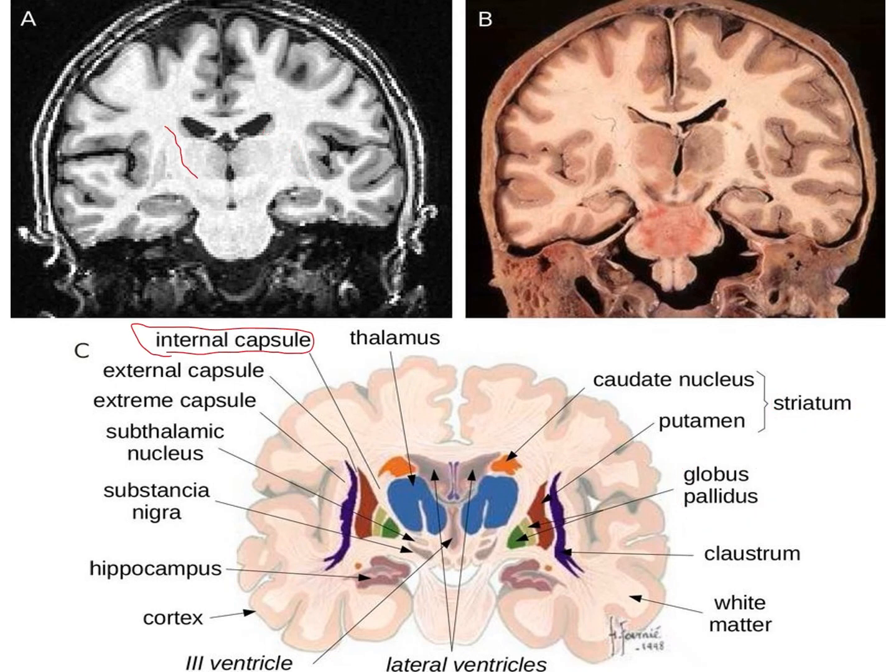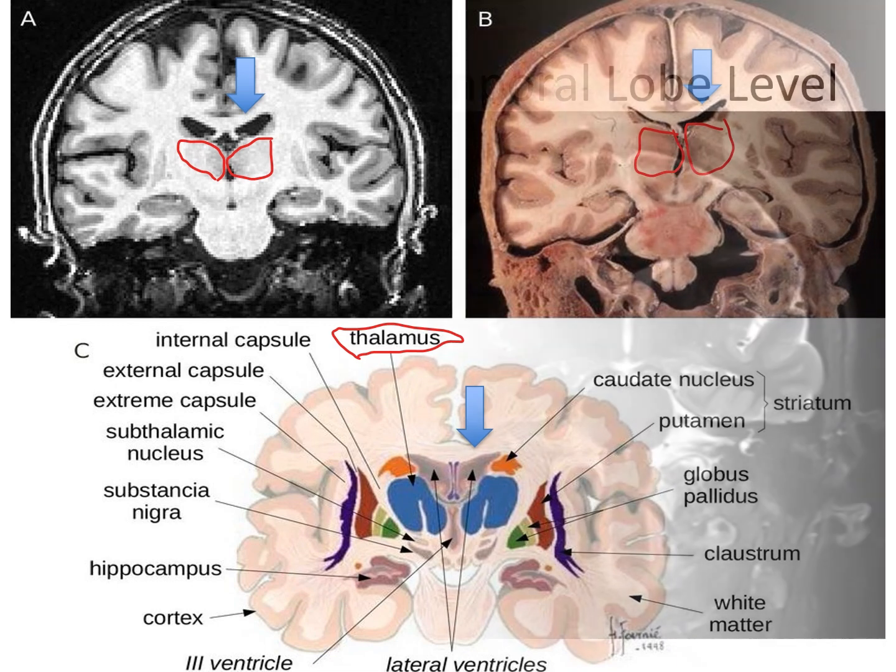At this level we can see that this structure is the internal capsule. The thin structure is the internal capsule, and this thin outer one is the external capsule. This area is the hippocampus. We can see in this image these are the thalamus, on either side. These are the frontal horn of the lateral ventricle, and in between the thalamus this is the third ventricle.